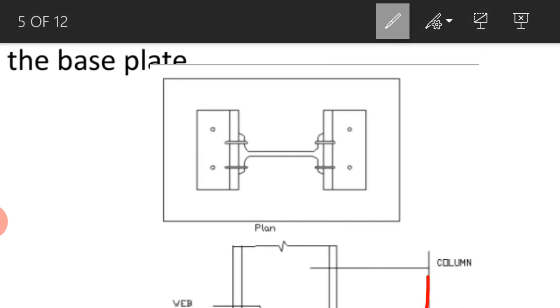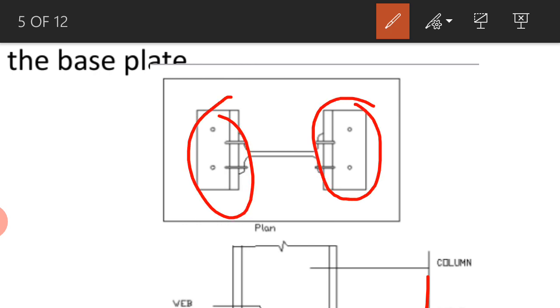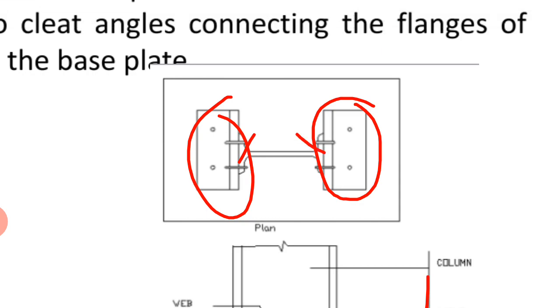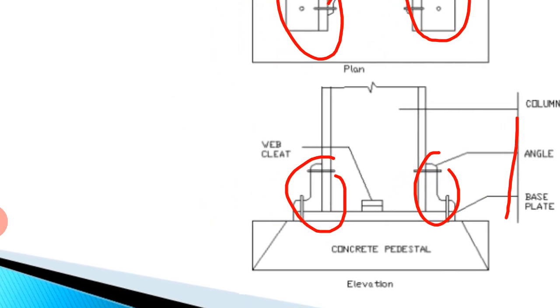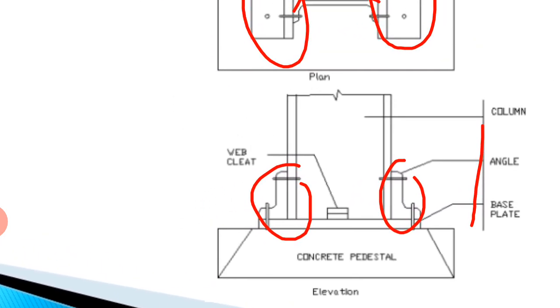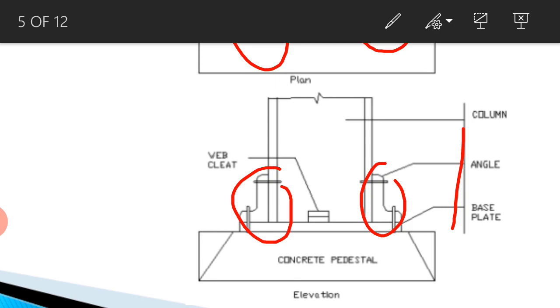So here also the angles are connected, in plan you can see, and these are the flanges of the I section. Even in the elevation, the cross section, and this is a base plate. I can show you the base plate here. So this is a base plate, and below that base plate we have the concrete pedestal.